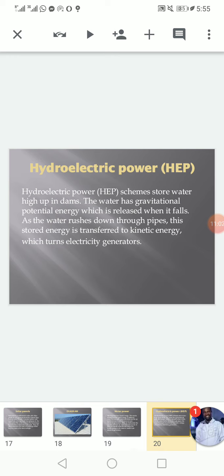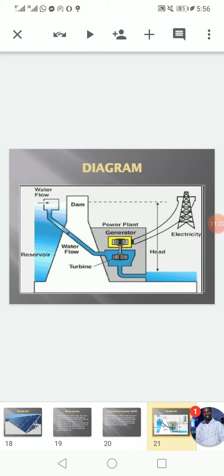Hydroelectric power, HEP. Hydroelectric power schemes store water high up in dams. The water has gravitational potential energy, which is released when it falls. As the water rushes down through the pipe, this stored energy is transferred into kinetic energy, which turns electricity generators. And this is a diagram that we will look at and describe how it works in our Zoom class.